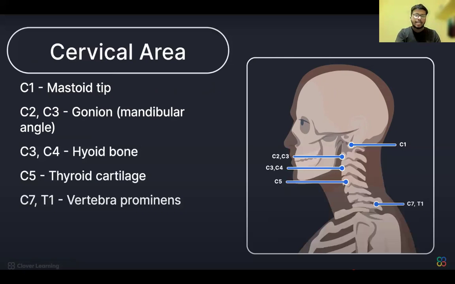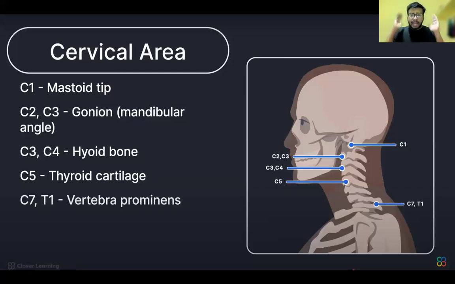Clear? Yes. Next. At the level of C3, C4, we have the hyoid bone. At the level of C5, we have the thyroid cartilage. At the level of C7, T1, the 7th cervical and first thoracic vertebra, we have the vertebral prominence. Here we have the vertebral prominence. These are the important external indicators, the landmarks in the cervical area.